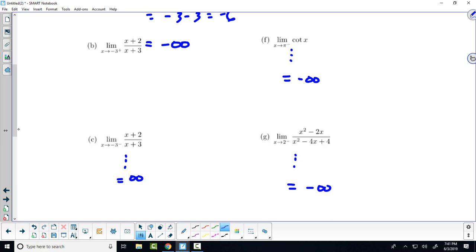Negative 2.9. Okay? Folks, I did the negatives on purpose. There's 0. There's negative 3. What's a number to the right of negative 3? A number like negative 2.9. Now add 3 to it, you get a very small but positive number. Negative 1 divided by an arbitrarily small positive number is negative infinity.